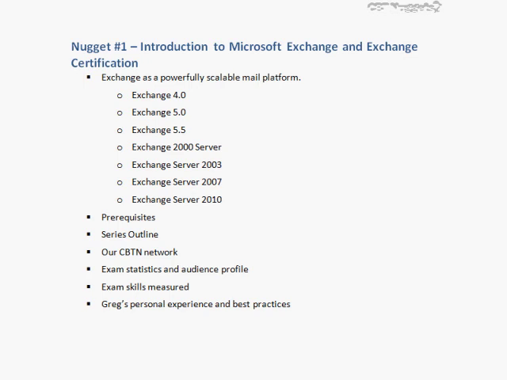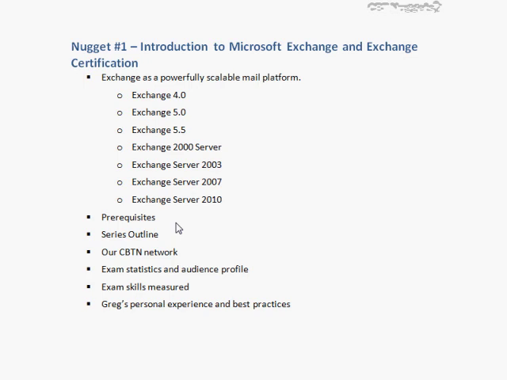Now, what are we going to talk about in this particular nugget? Nugget number 1 of this series. We're going to talk about specifically the prerequisites that you need to have really to be successful with this series. I'm going to assume a certain level of experience and understanding as we go through these next 20 nuggets. We're also going to talk about the series outline and the 20 different nuggets and how we're going to go through building that Exchange infrastructure all the way from start to finish.